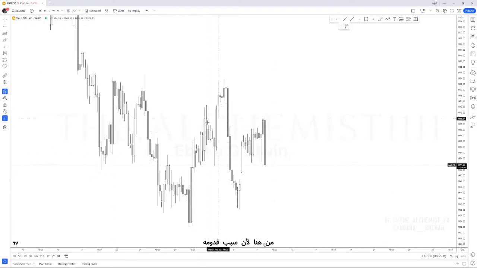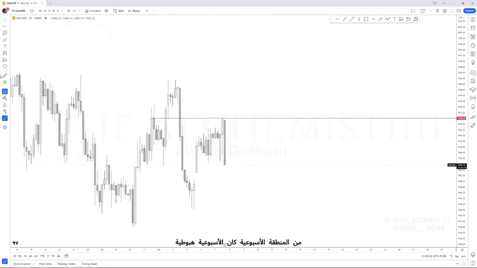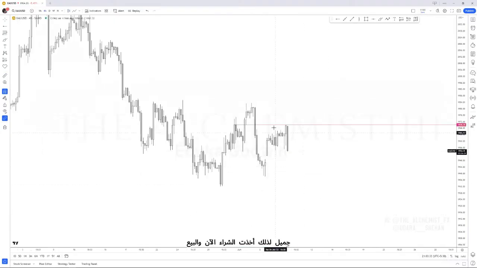Nice. From right here. Because why? It's coming from a weekly zone. Weekly was bearish. Many people were confused with this buy, but you don't have to be confused, because if you know the direction, look at this. You have, wow, 160 pips. Nice. So I took the buy.